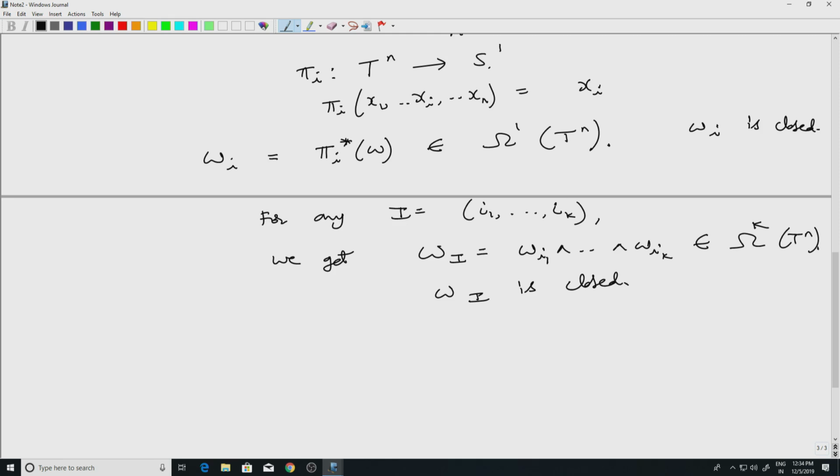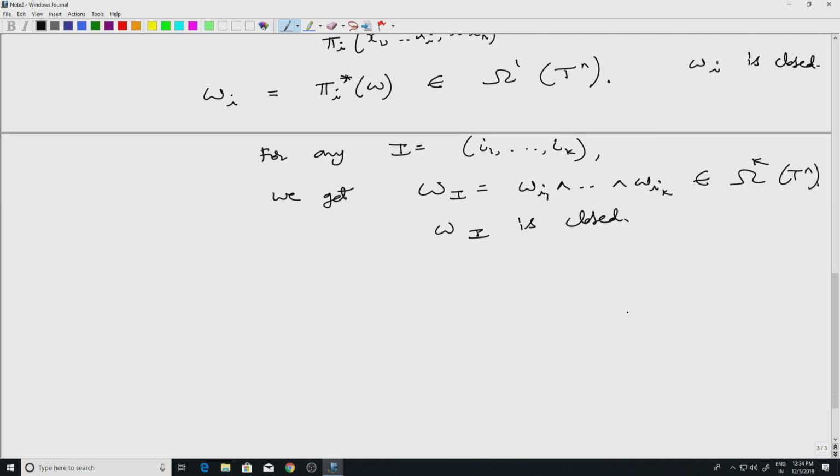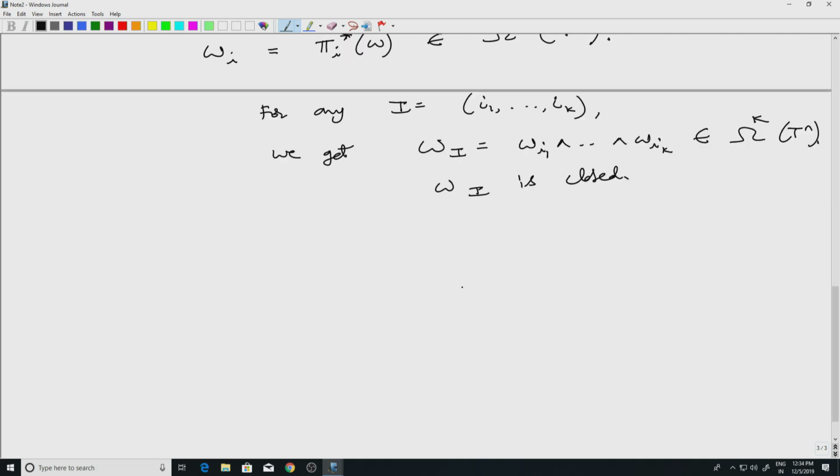Well, the significance of these forms becomes evident in topology. Whenever we have closed forms, they have topological significance, and these specific forms, it turns out, basically capture all the topological content of the n-dimensional torus.